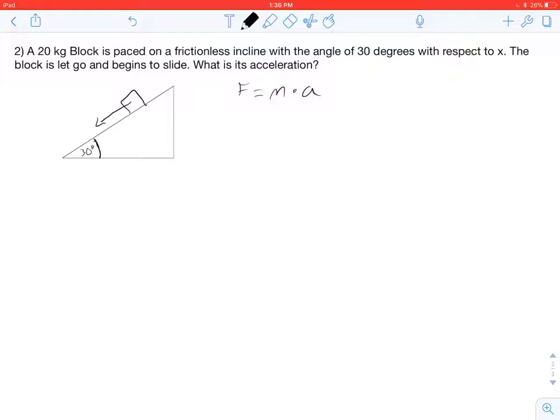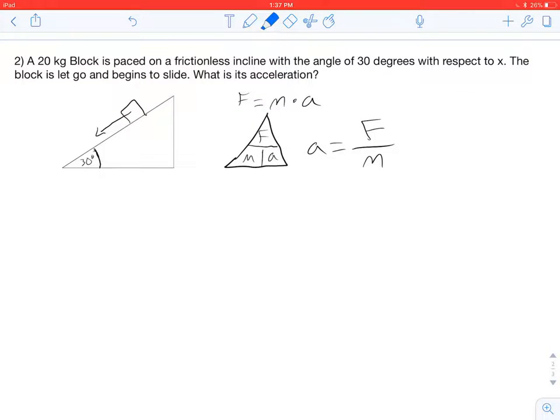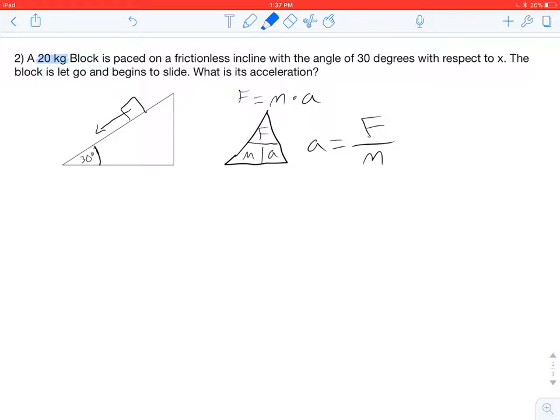All right, to find that acceleration, we're going to use that second equation, force equals mass times acceleration, and we're just going to rearrange that. So I always like to draw my quick triangle, mass times acceleration, force, so I could derive that my acceleration is going to equal my force divided by my mass. All right, I'm just going to highlight my givens really quick. 20, 30 degrees, and what is the acceleration? Well, also frictionless incline.